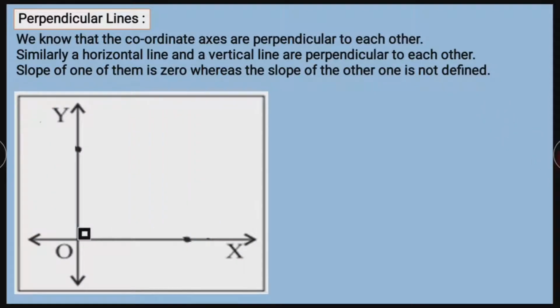So we draw a diagram here. This OX and OY are the coordinate axes which are perpendicular to each other at the origin. Similarly, we draw line L1 and line L2 which are perpendicular to each other. This line L1 is a horizontal line and this line L2 is a vertical line. So horizontal and vertical lines are perpendicular to each other.